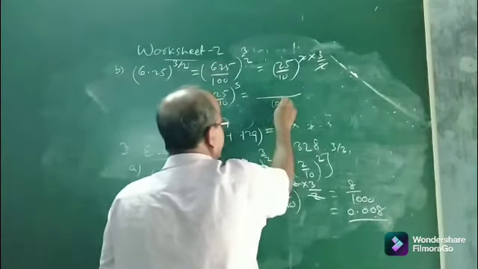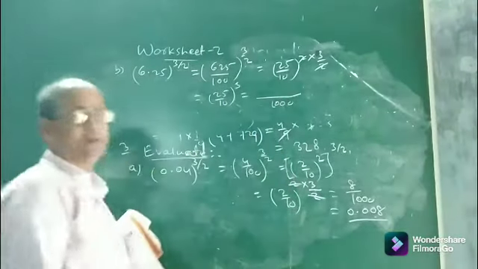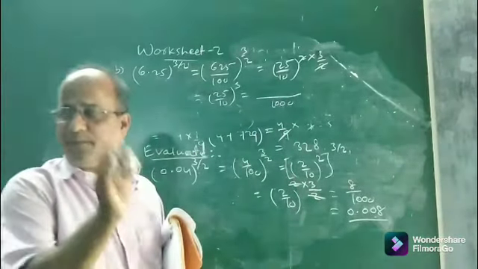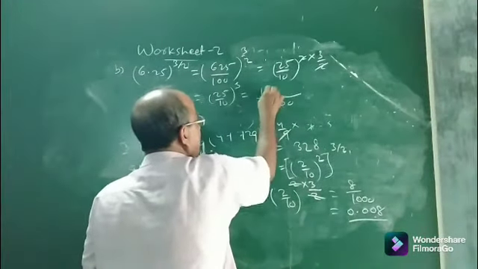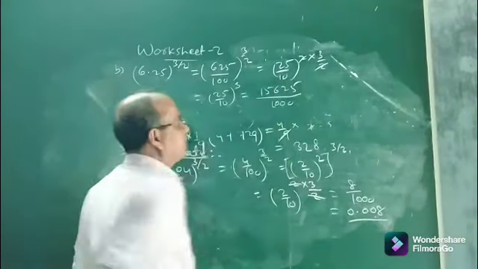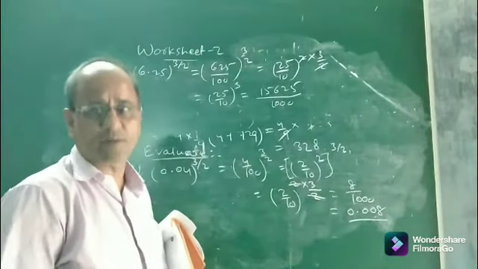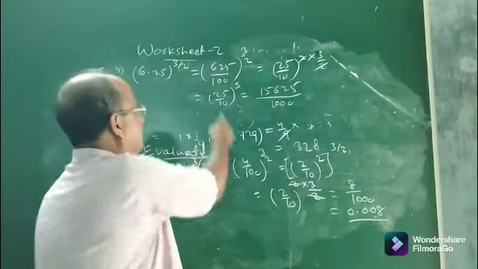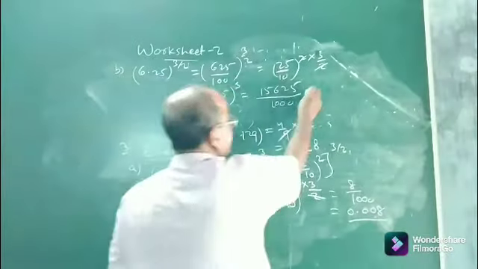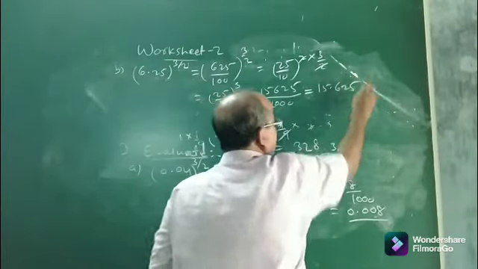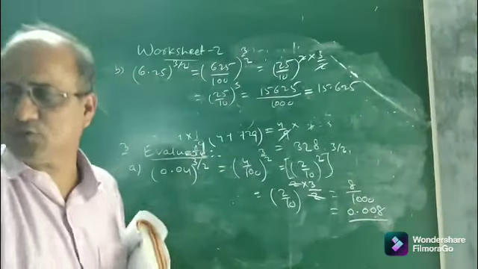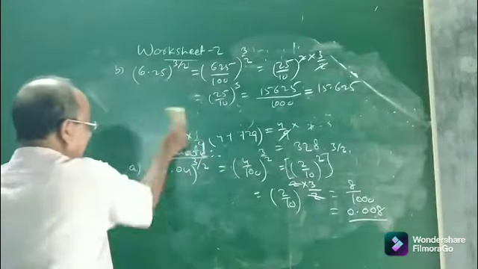10 whole cube is 1000. And 25 whole cube means 25 into 25 into 25. You multiply 25 three times. It will be 15625. 15,625 will be the cube of 25. Now there are 3 zeros, so change it into a decimal again. It will be 15.625. This is the answer.